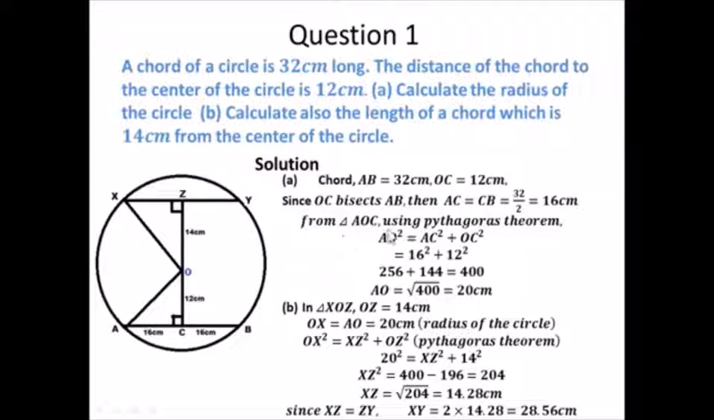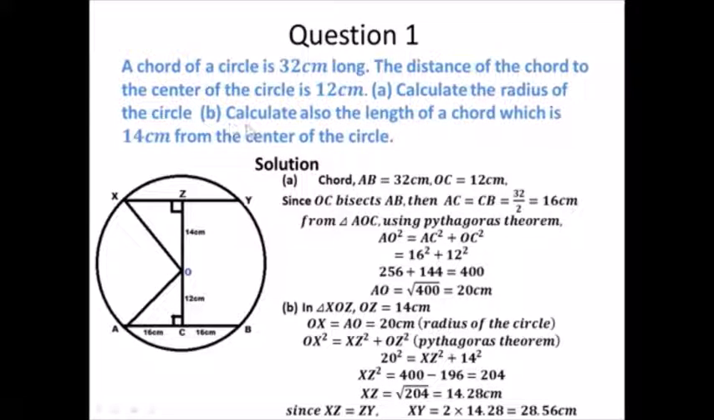From triangle AOC, using Pythagoras theorem, which says that the square of the hypotenuse is equal to the sum of the squares of the remaining two sides, you have AC to be 16 centimeters and OC to be 12 centimeters, squared. If you square both of them, you have 256 plus 144 equals 400. If you find AO by finding the square root of 400, you have 20 centimeters. That means the radius of this circle is 20 centimeters, and that means you have been able to solve question A.